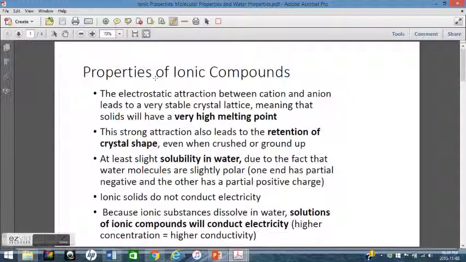About properties of ionic compounds, and then we're also going to look specifically at some properties of water as well. So ionic compounds and molecular compounds in general are going to be review, and then the water properties are going to be somewhat new.